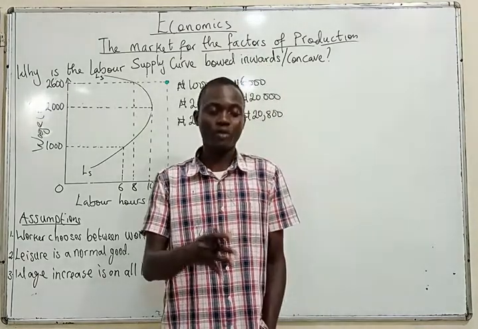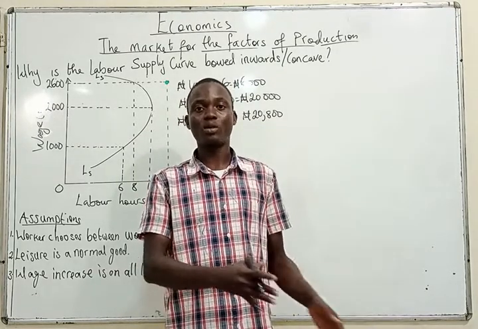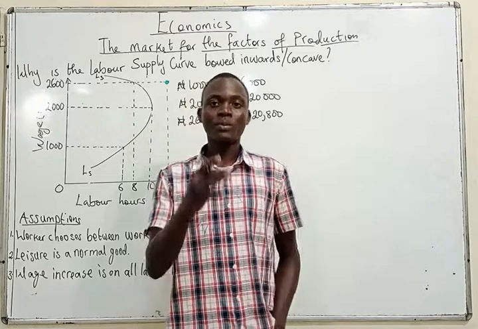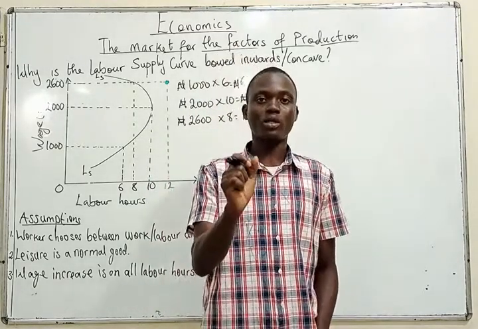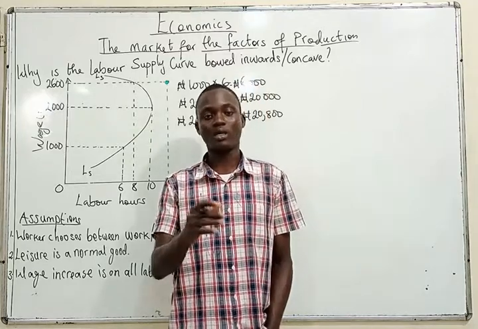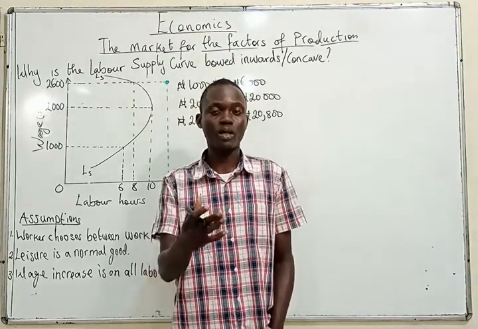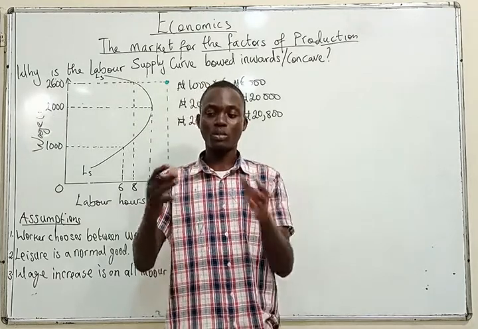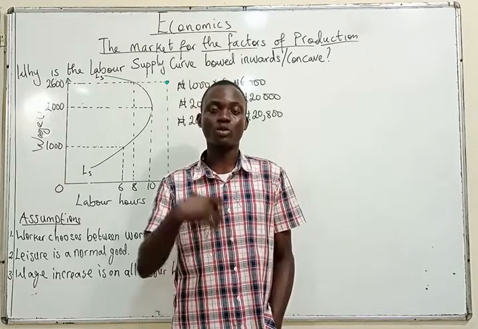The cost of enjoying leisure, which is the cost of not working, is now 2,000 naira. It's no longer 1,000 naira. So Betty is going to consume less of the commodity whose cost has risen. She will consume less leisure and more work hours. That is, she's going to work more.